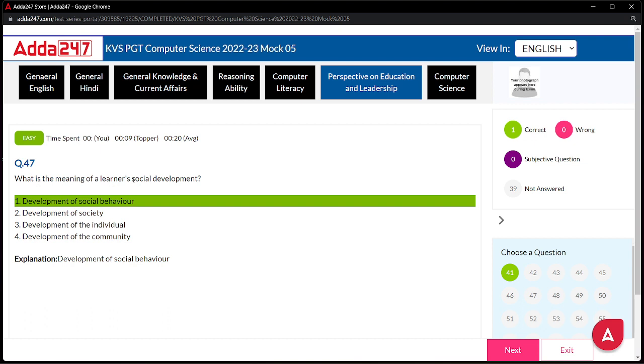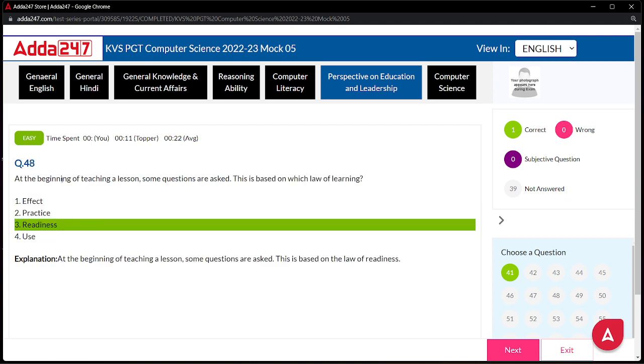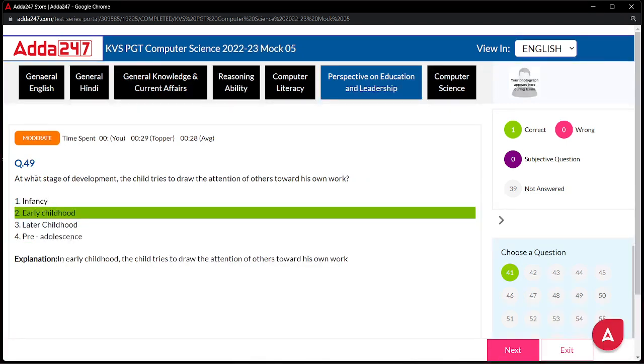Next, what is the meaning of learner's social development? The meaning of learner's social development is social behavior. Next, at the beginning of the teaching lesson, some questions are asked. This is based on which law of learning? Readiness. So at the beginning of the teaching lesson, some questions are asked based on the law of readiness. And next question, at what stage of development does the child try to draw attention toward his own work? That is the early childhood stage, the child tries to draw attention.